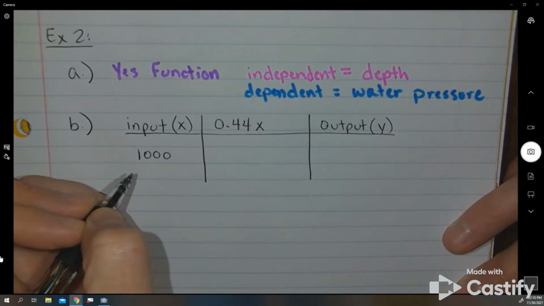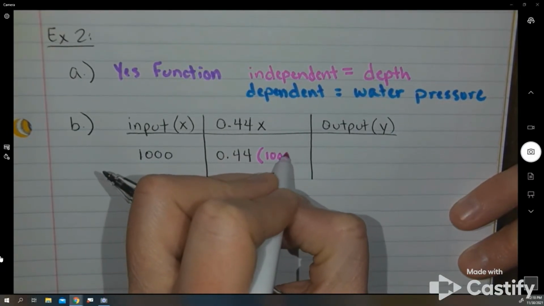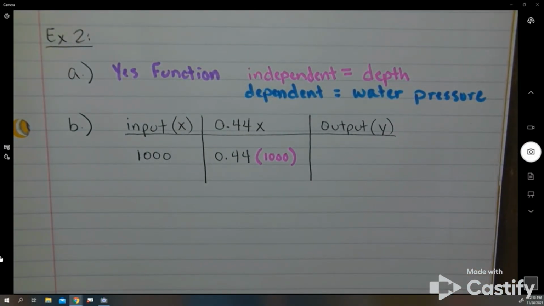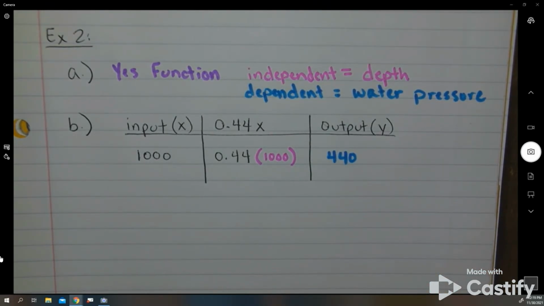So the input that we're plugging in is 1,000. So we have 0.44 times 1,000, because that's that independent variable. And when I do this, 0.44 times 1,000 is 440. So there's 440 pounds of pressure on the whale at 1,000 feet.